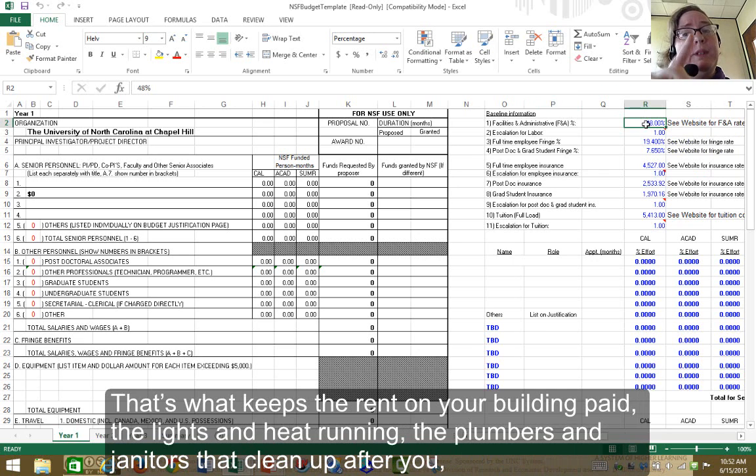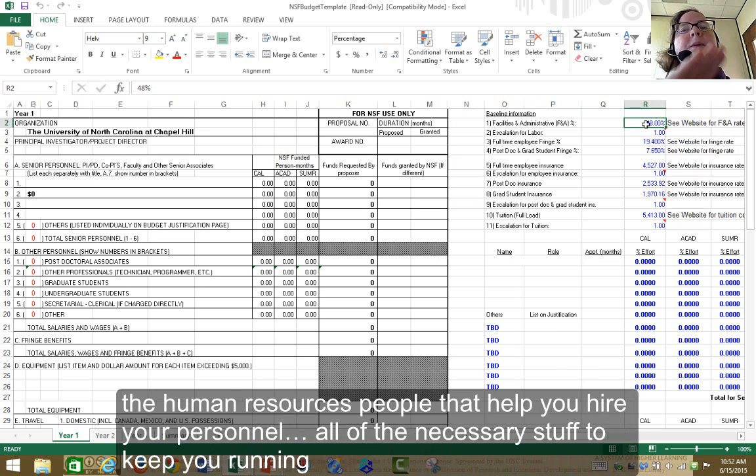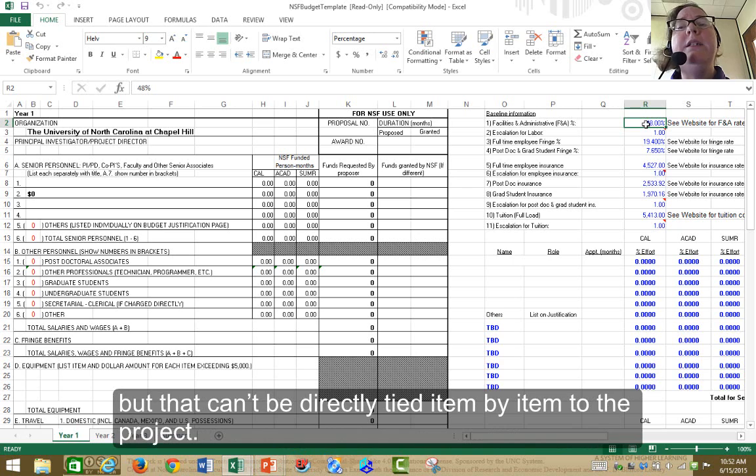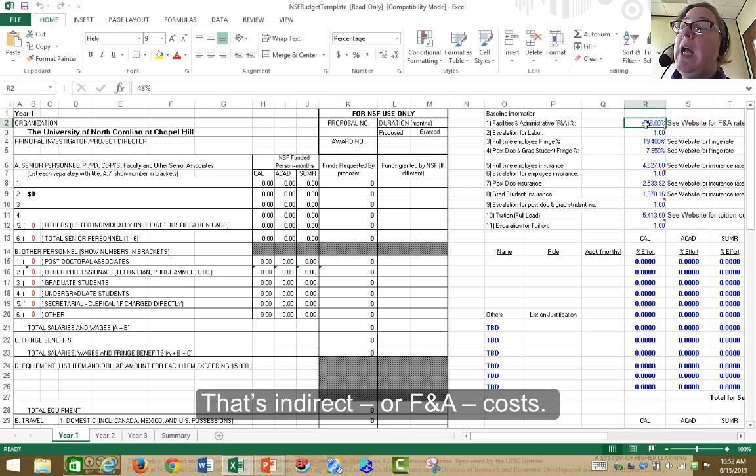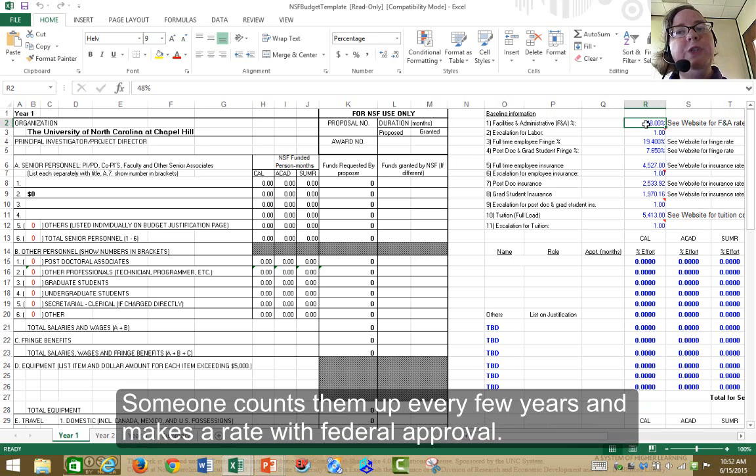That's what keeps the rent on your building paid, the lights and heat running, the plumbers and janitors that clean up after you, the human resources people that help you hire your personnel, all of the necessary stuff to keep you running, but that can't be directly tied item by item to your project. That's the indirect or F&A costs. Someone counts those up every few years and makes a rate with federal approval.